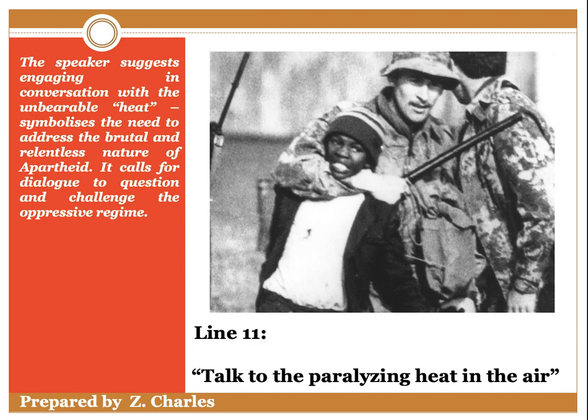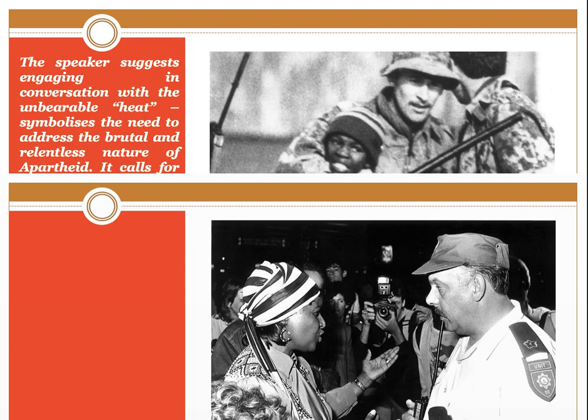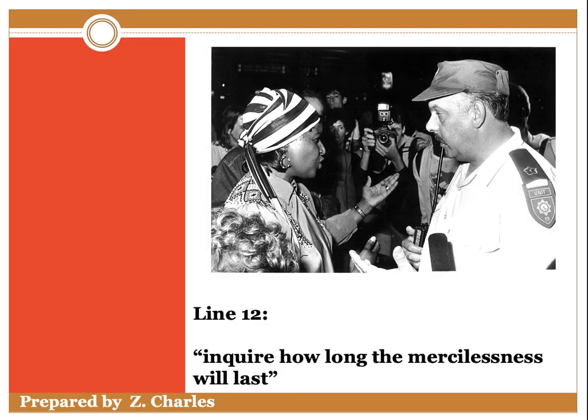So remember, the speaker can't say, let's talk to the police and call them out on their brutality. No. He's saying, talk to the paralyzing heat in the air. That's done deliberately. You can't criticize the apartheid government. Paralyzing heat, extreme heat that hinders you from doing anything. This is being linked to the government who had laws that were restrictive with harsh penalties if they were broken. Go check the picture there.